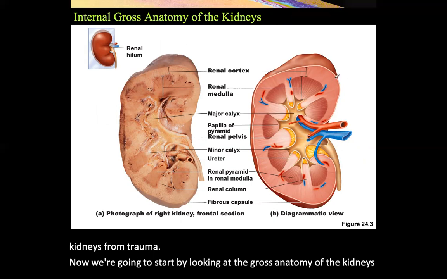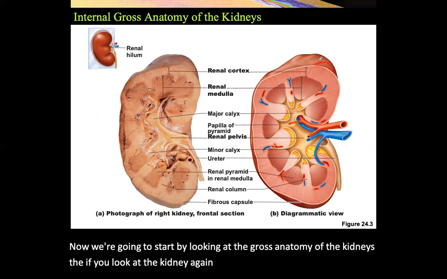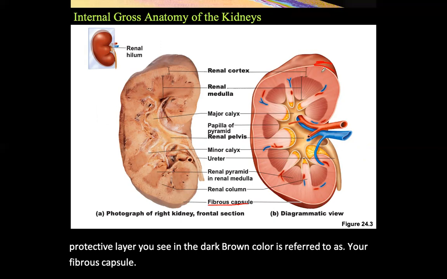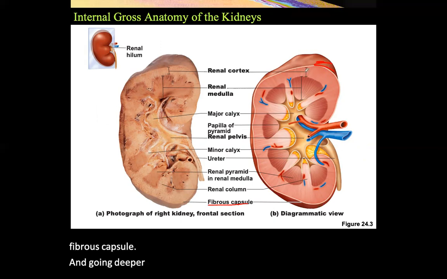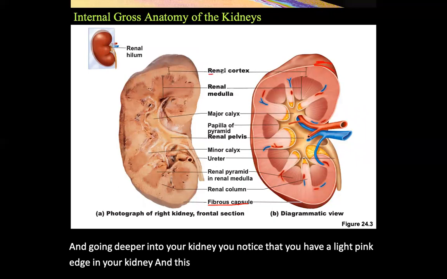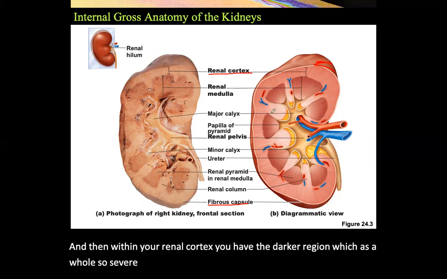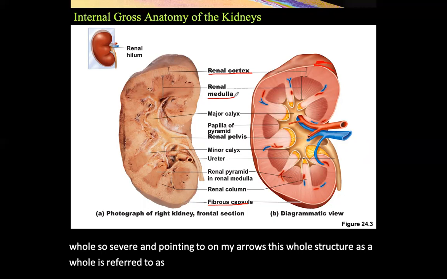If you look at the kidney, again, the outermost layer, which is the protective layer you see in the dark brown color, is referred to as your fibrous capsule. And going deeper into your kidney, you notice that you have a light pink edge, and this is referred to as the renal cortex. And then within your renal cortex, you have the darker region, which as a whole, see where I'm pointing with my arrows, this whole structure is referred to as the renal medulla.